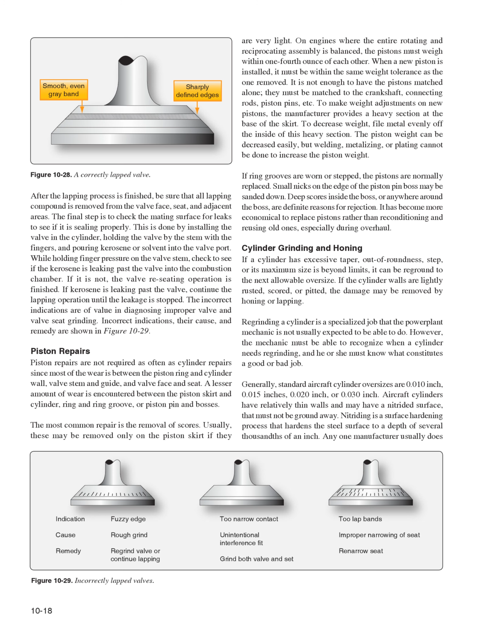Usually, these may be removed only on the piston skirt if they are very light. On engines where the entire rotating and reciprocating assembly is balanced, the pistons must weigh within 1/4 ounce of each other. When a new piston is installed, it must be within the same weight tolerance as the one removed. It is not enough to have the pistons matched alone, they must be matched to the crankshaft, connecting rods, piston pins, etc. To make weight adjustments on new pistons, the manufacturer provides a heavy section at the base of the skirt. To decrease weight, file metal evenly off the inside of this heavy section. The piston weight can be decreased easily, but welding, metallizing, or plating cannot be done to increase the piston weight.